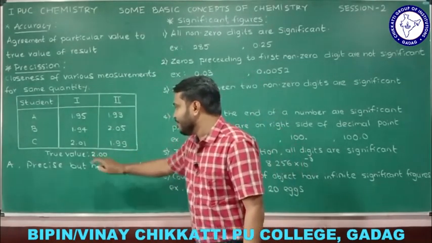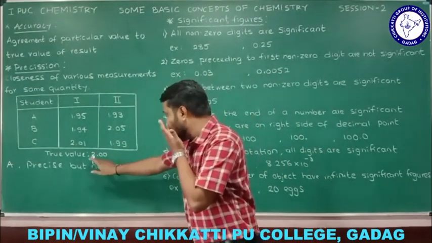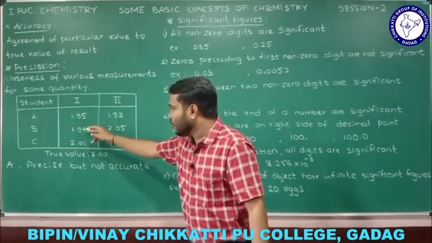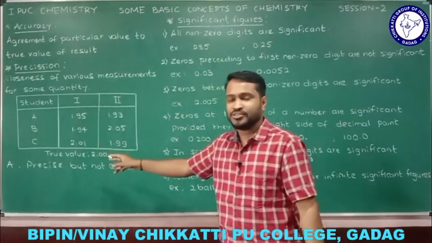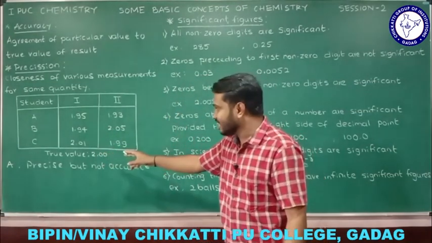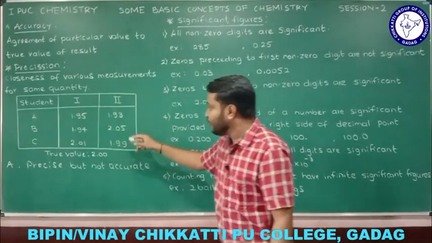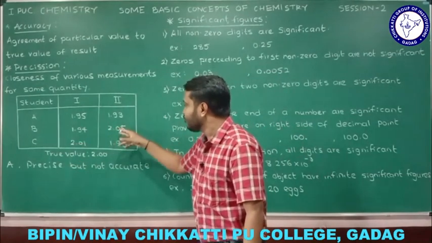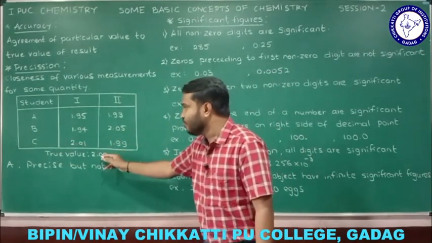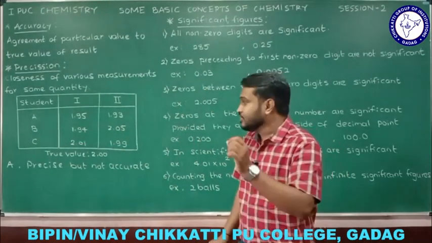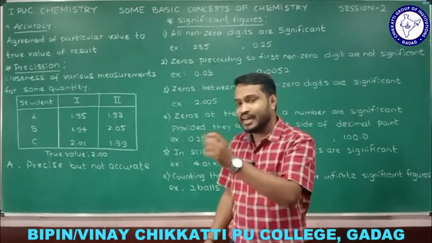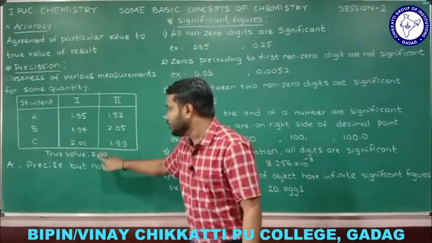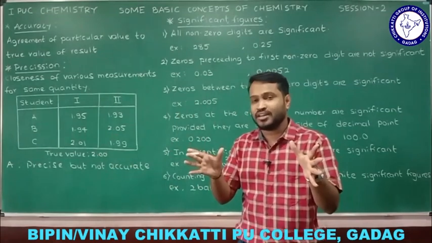Accuracy means you have to compare with the true value, isn't it? So the true value is 2.00. First he is going to get 1.94. There is no near equality to each other, you can say. And one more reading is 2.05, that is greater than 2, and 1.94 is less than 2, so 2.05 is greater when compared to the true value. Therefore what I am going to say here is student B is not going to get the accuracy. Why? Because the particular values and the true value are not almost nearer to each other.